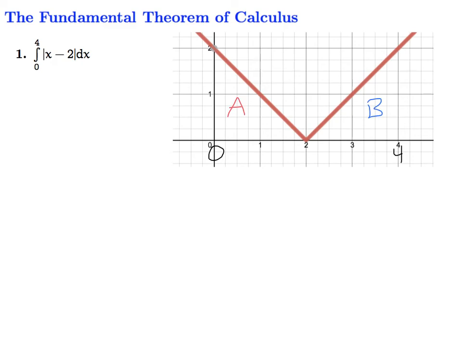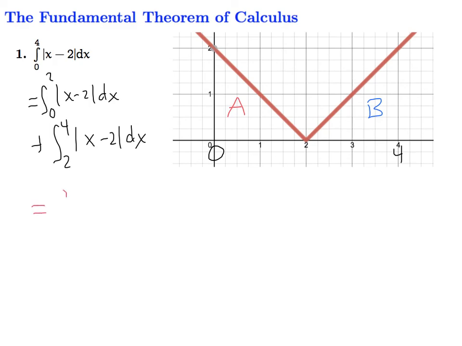So this integral here, really, we can compute by computing the integral from 0 to 2 of the absolute value of x minus 2 dx, plus the integral from 2 to 4 of the absolute value of x minus 2 dx. So what I can do is compute this first integral by saying this is going to be equal to the integral from 0 to 2 of the negative, because that's what my line is here. The line here is really the negative of x minus 2. And I can add to this the integral from 2 to 4 of x minus 2 dx.